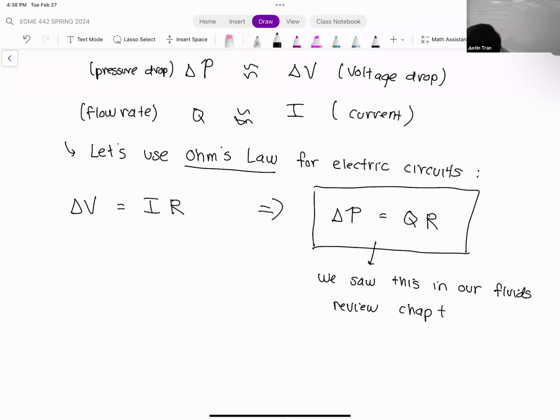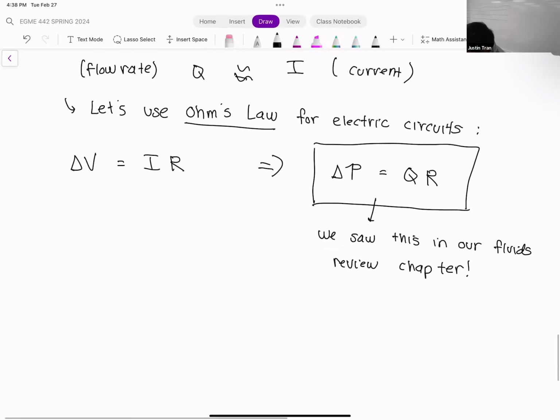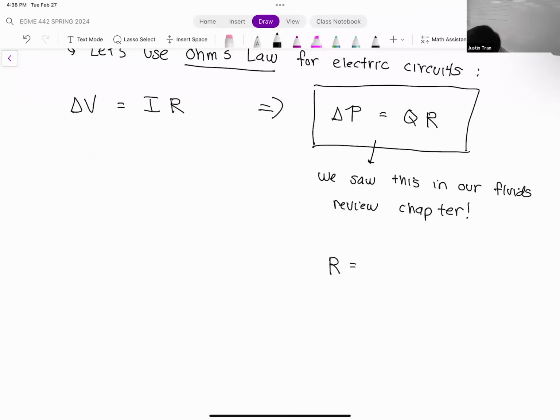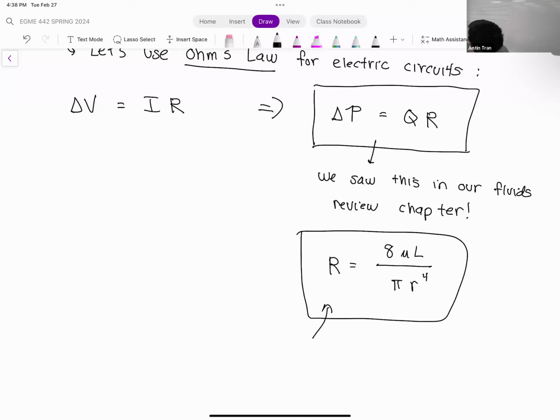If you think back to our unit on fluid mechanics review, right? We saw this exact same equation right here. And so if we took the resistance R, right? We know that resistance represents the viscous resistance of the pipe, right? And back in the fluids review, we found this to be equal to 8 times mu times L divided by pi r to the 4th power. Let me use little r here to not be confused. Little r is the radius here. So this equation basically takes the geometry of a blood vessel, takes the viscosity, and computes the resistance.